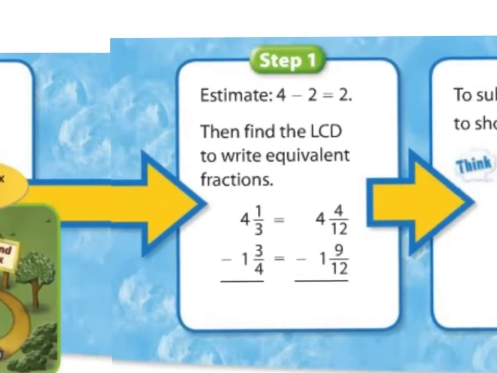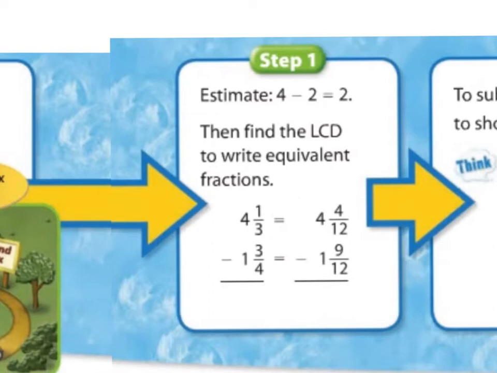So first, just to make sure we have about the right answer, I'm asking myself, 4 1/3, about what is that closer to? 4 or 5? Well, that's closer to 4. I know that because when I make it into a decimal, 3 is less than 5, so I'd round that to 4. And then minus 1 3/4. 1.75 is the same as 1 3/4. That's closer to 2. So my answer should be around 2.